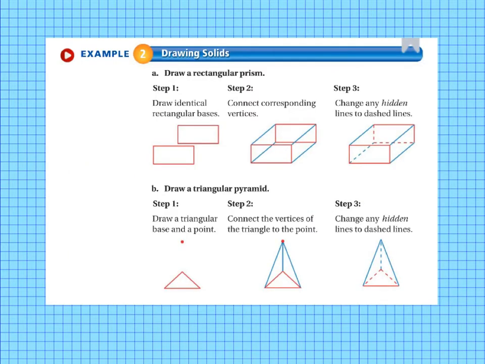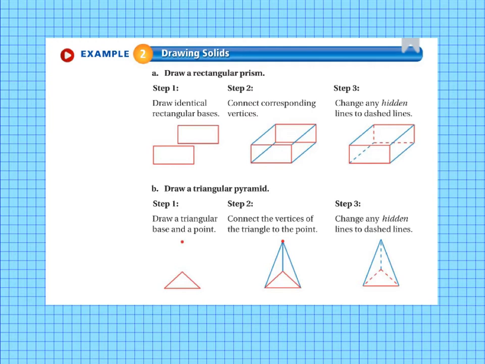Now we're going to take a look at example 2A. We're drawing solids. So you might want to practice this on a sheet of paper because you're going to need this skill when you are solving your problems. So 2A, we're drawing a rectangular prism.